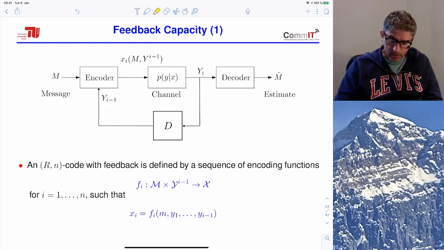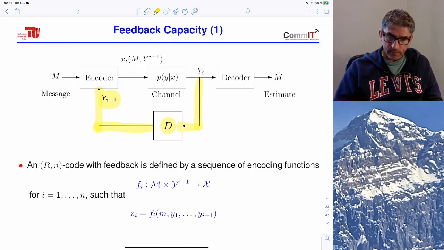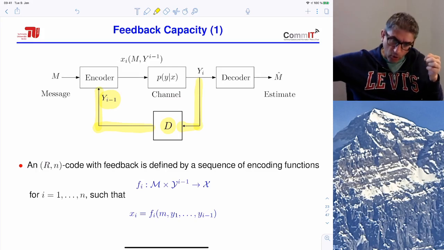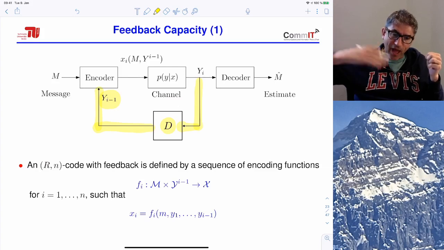The channel with feedback is that we augment the model of before by a feedback that brings back the output through a one-step delay. So the encoder at time i has not only the message, but also the observation of the output up to time i minus 1. So you may imagine that now the encoder can adapt its transmission depending on what the decoder has received, because the encoder knows what the decoder has received up to a given time.